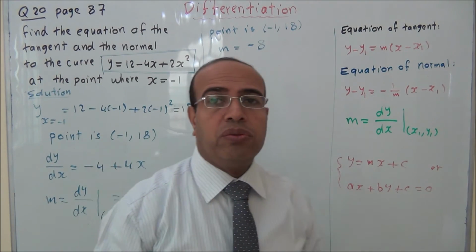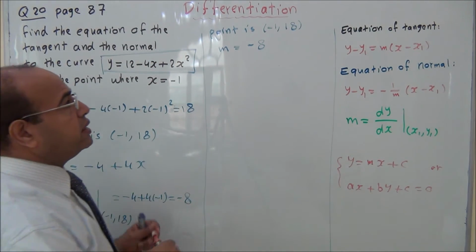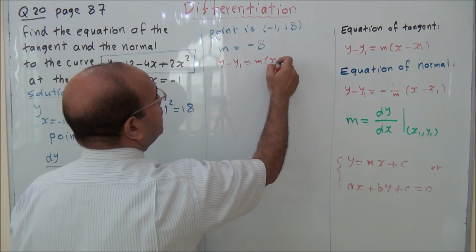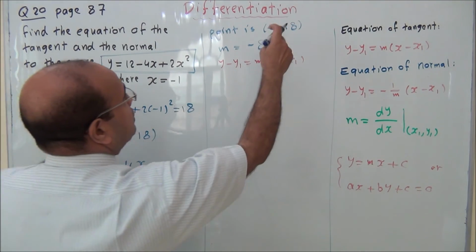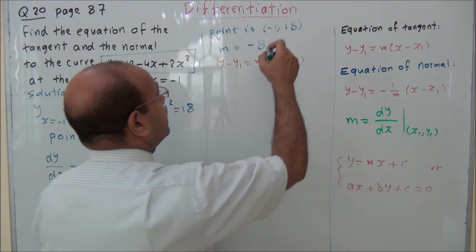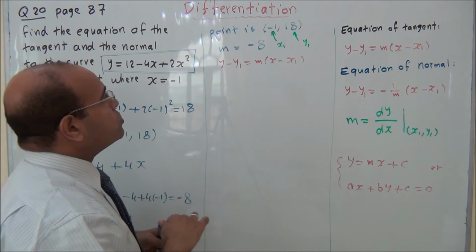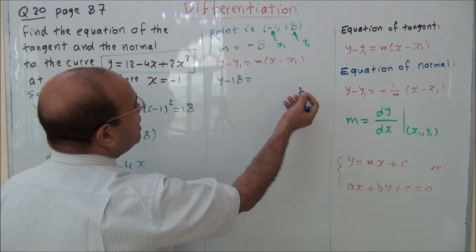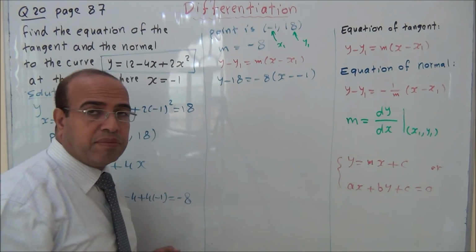Now we need to write the equation of the tangent. The equation of the tangent is y minus y1 equals m times x minus x1. Just we do substitution. So this is x1 and this is y1. So y minus 18 equals m, m is negative 8, times x minus x1, which is minus negative 1. Simplify.